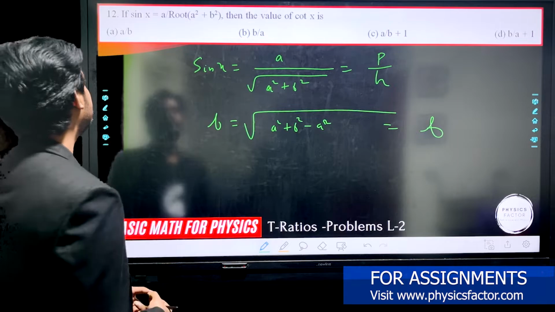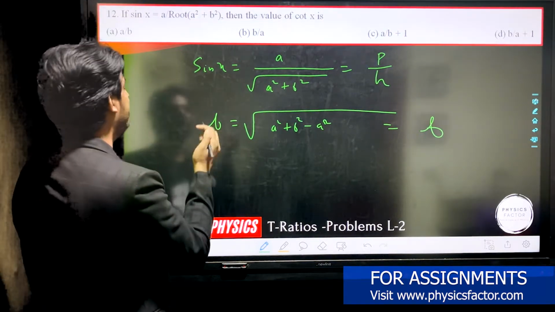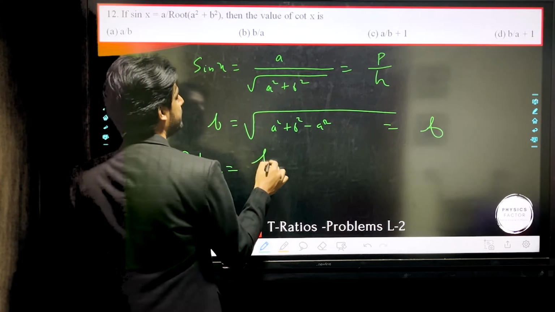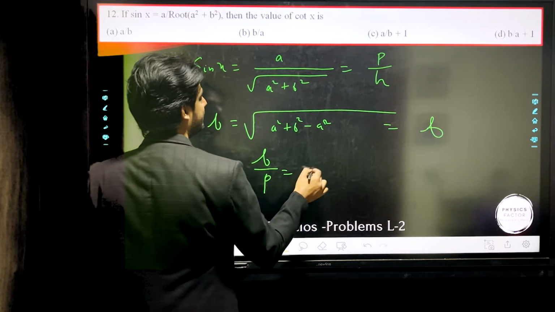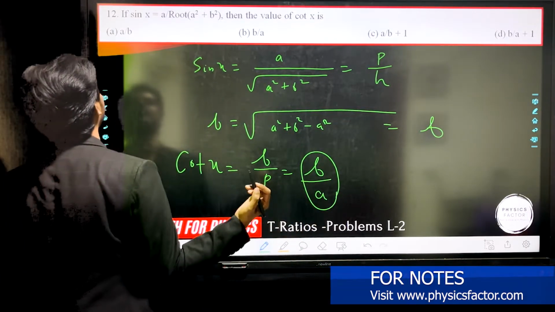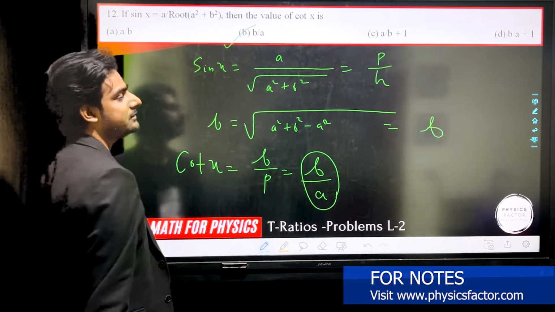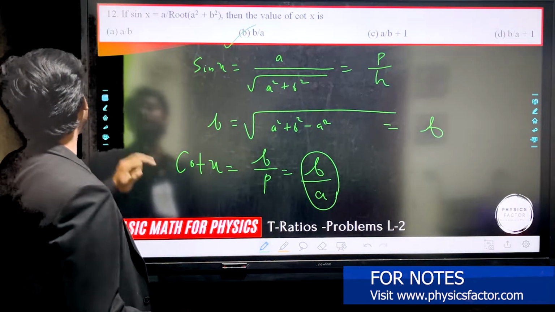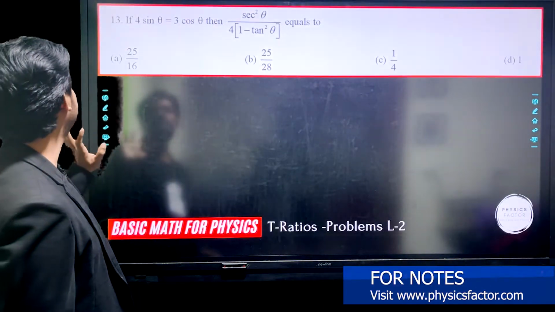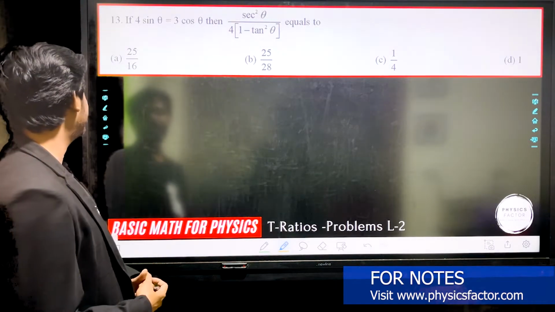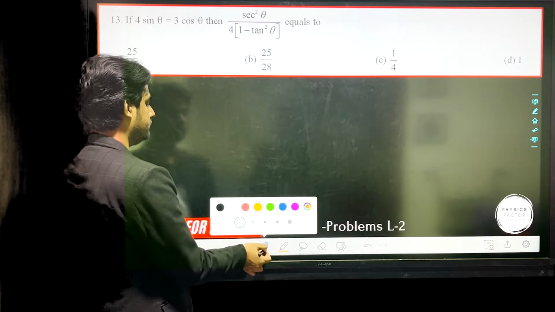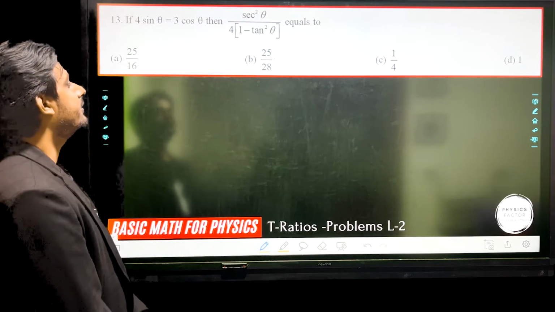Alright, so now we'll calculate the value of cot x. So cot x is base upon perpendicular. Base is b and perpendicular is a. So b by a is the answer. Where is b by a? Yes. Okay. Let's move to the next question, number 13. I think there are so many questions in this topic. Okay, let's solve number 13.